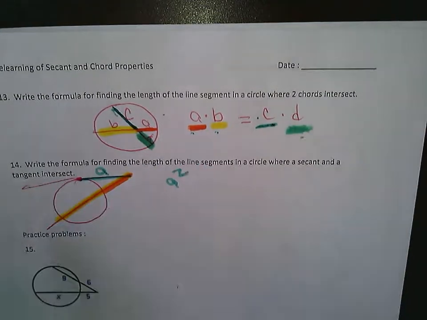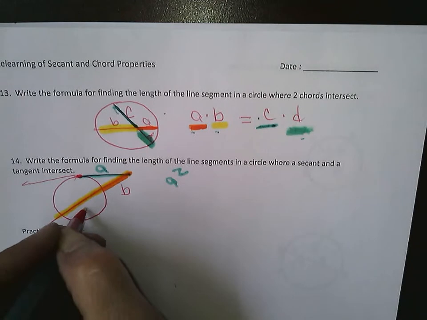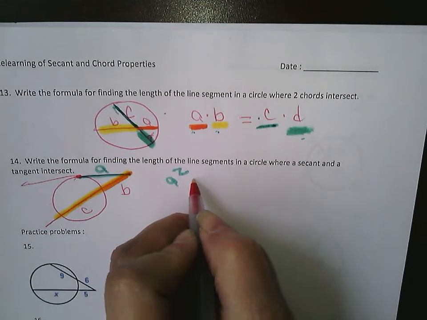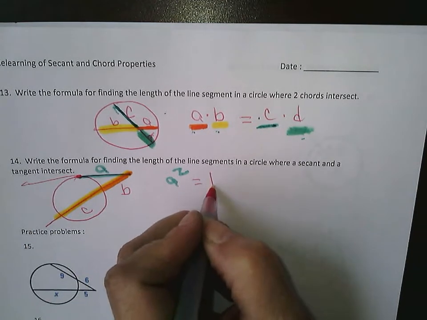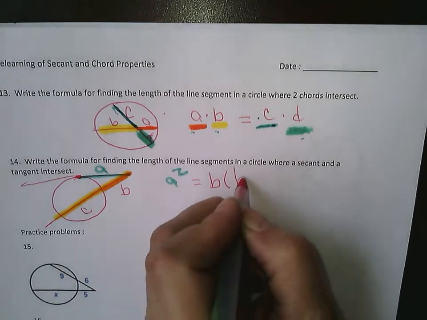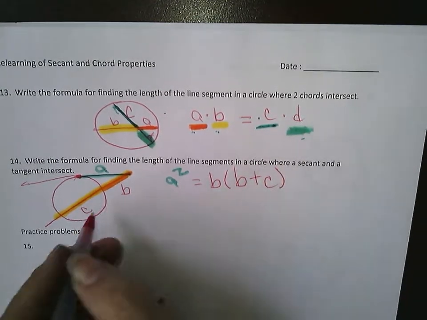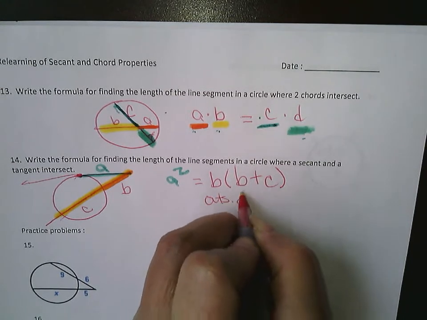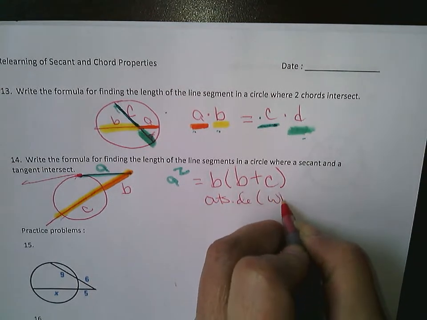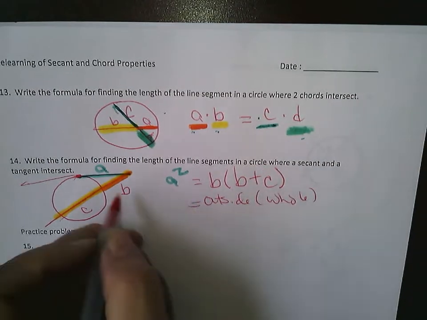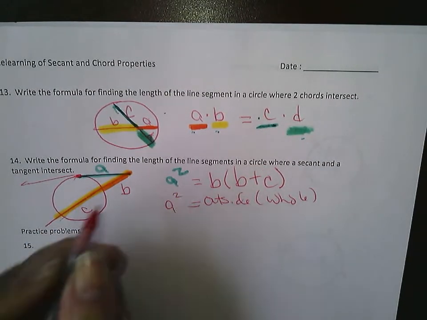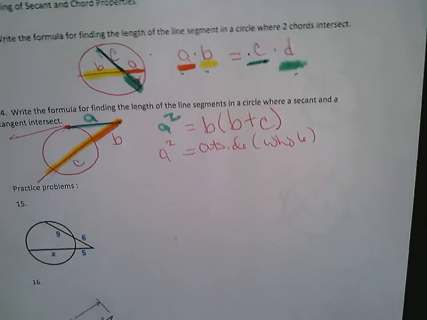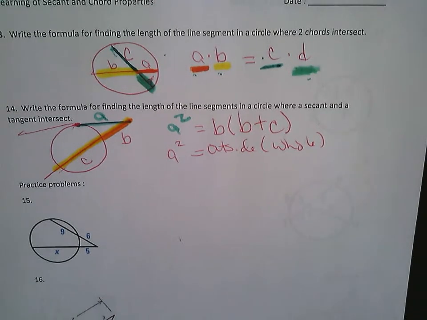So this is going to be, we'll call this B and C, equals B times B plus C. So the whole length. So we can call this the outside times the whole equals the A squared. It seems like a lot, but there's basically three main concepts.